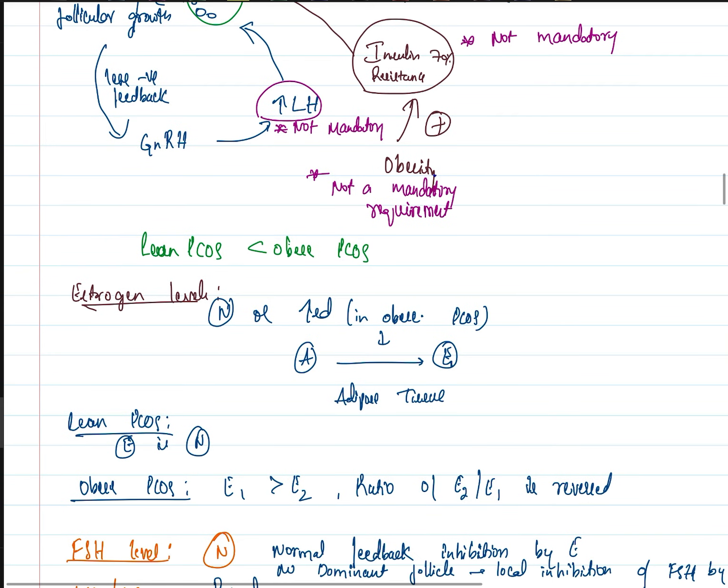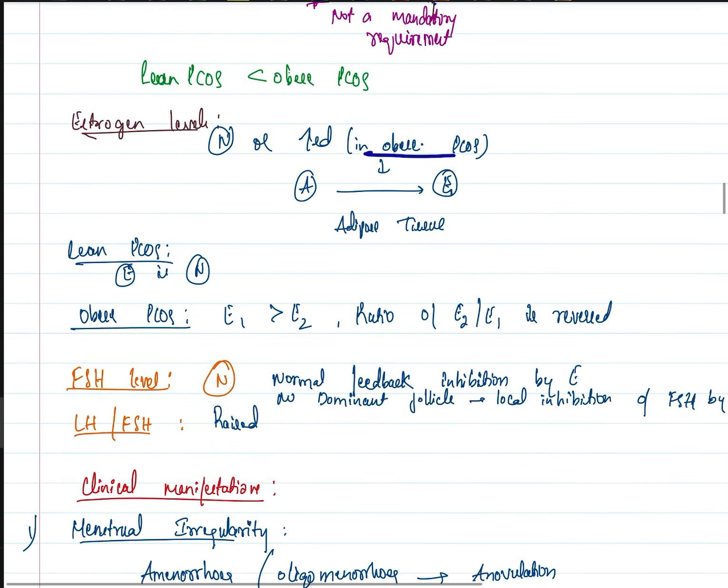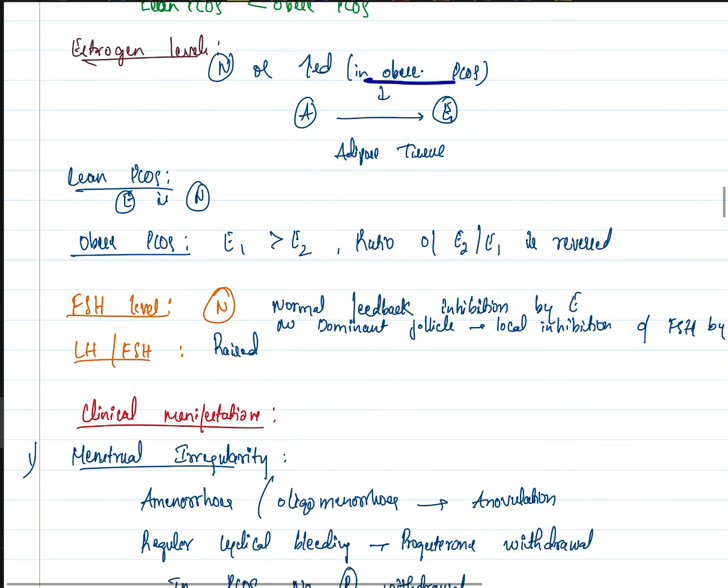Okay, now let's come to the estrogen level. This estrogen level can be normal or increased in obese PCOS. Because of what? In obese PCOS, at the periphery, these androgens get converted to estrogens in the adipose tissues. So that again leads to increased estrogen in the body. Okay, in lean PCOS, estrogen will be normal.